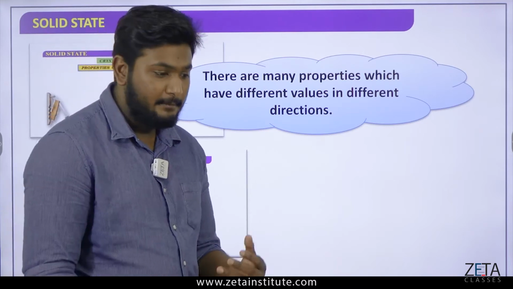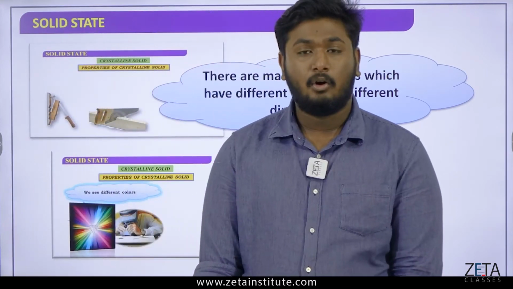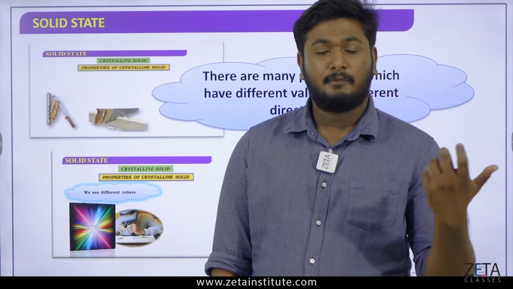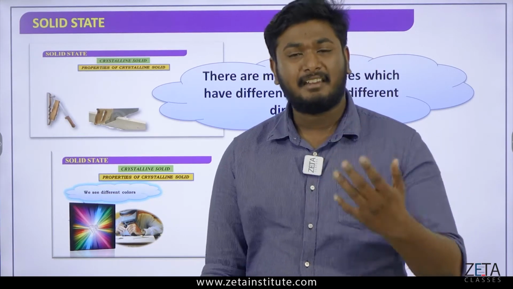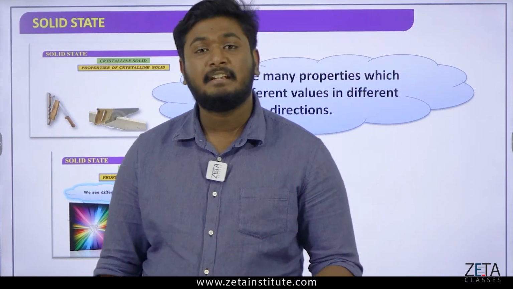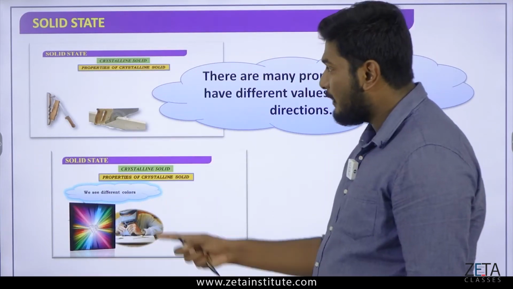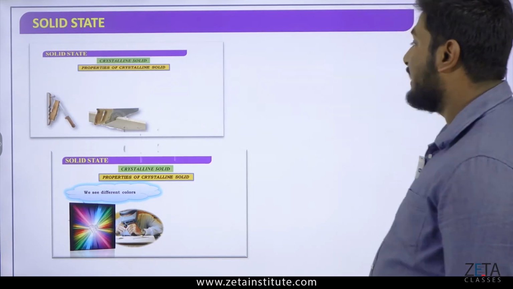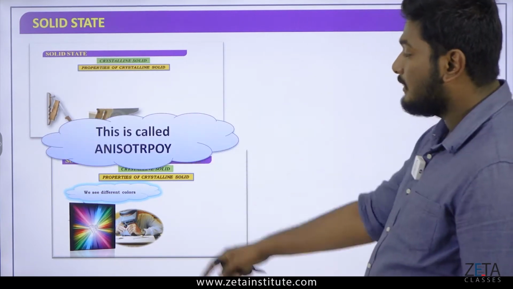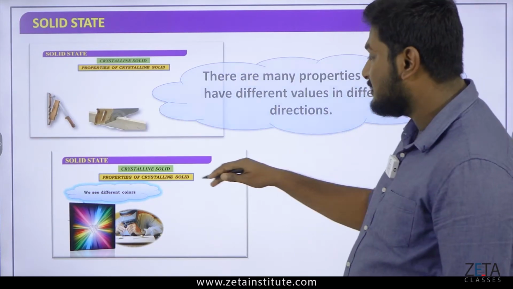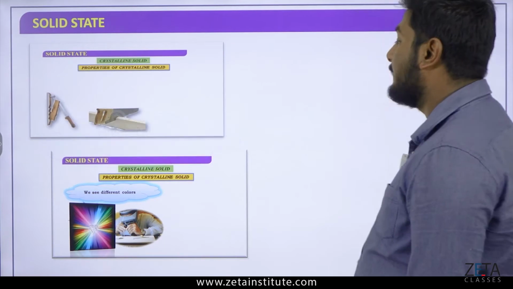In case of some solids, the values of some physical properties, like refractive index or electrical resistance, are different in different directions. That is called anisotropic. So we can simply say our crystalline solids are anisotropic. I will explain how they are anisotropic in nature. That property is called anisotropy. Clear? There are many properties which have different values in different directions. That is called anisotropy.